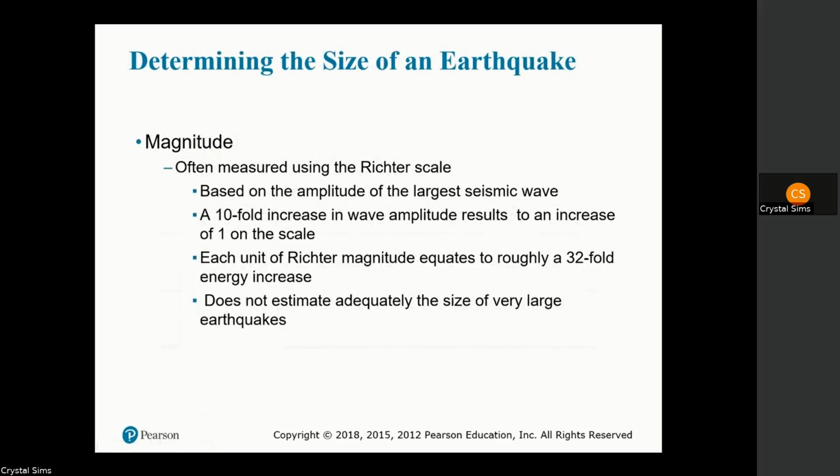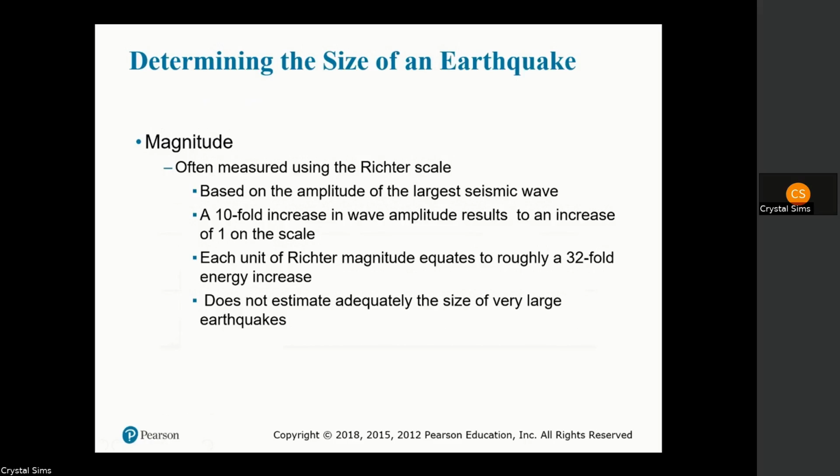Magnitude is the amount of energy that is released at the earthquake source. And we often use the Richter scale for this. So if you hear news coverage of an earthquake, what they're stating there is the Richter scale. And this is based on the amplitude of the largest wave. The Richter scale was developed in 1935 by Charles Richter, who worked at Caltech, and he was the first to use this type of scale.